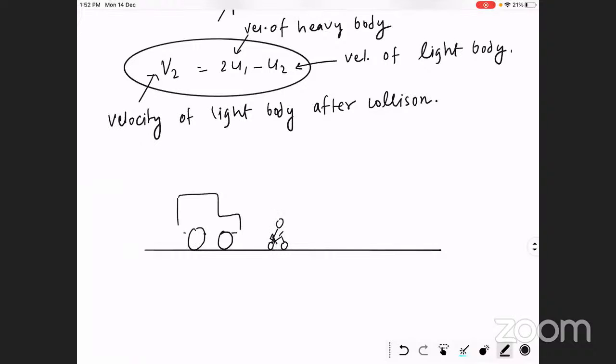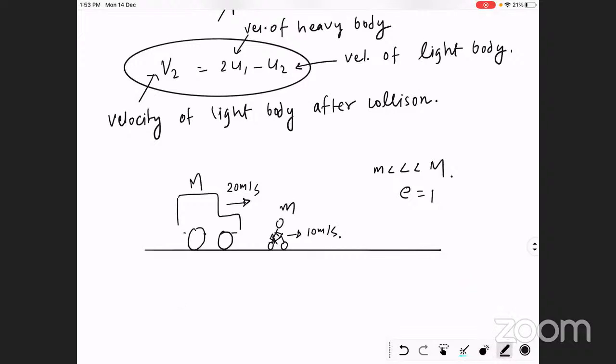And let's assume there is an elastic collision. This is mass capital M, this is mass small m. Capital M is moving with 20 meter per second, and small m is moving with 10 meter per second. Small m is very, very much smaller than capital M. Consider elastic collision. Remember this picture in your mind.